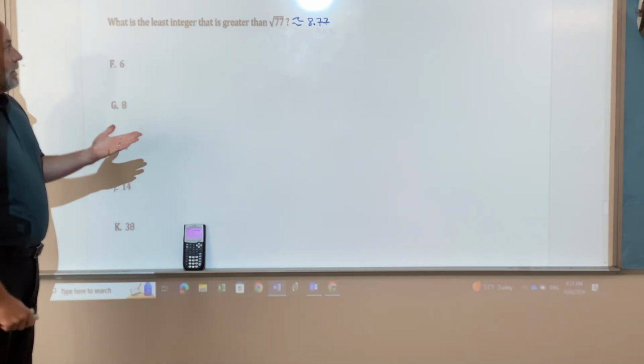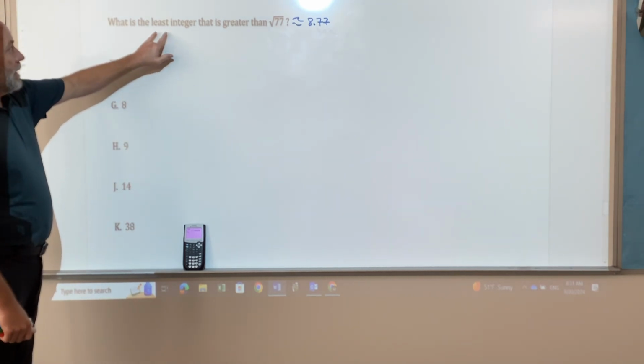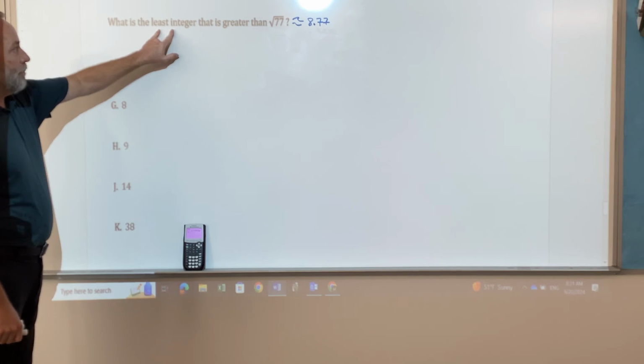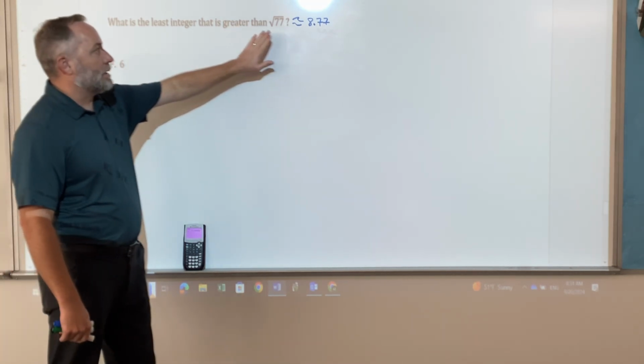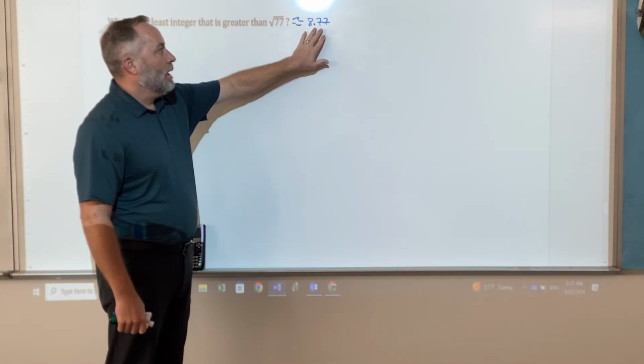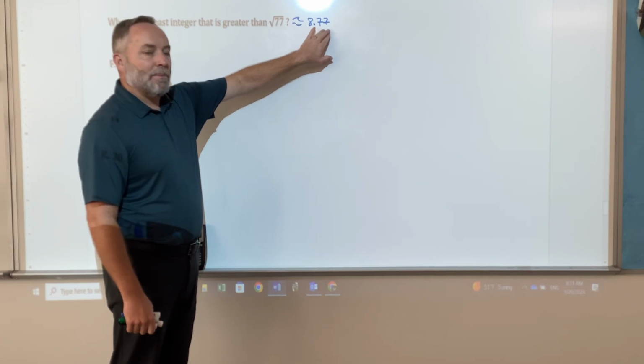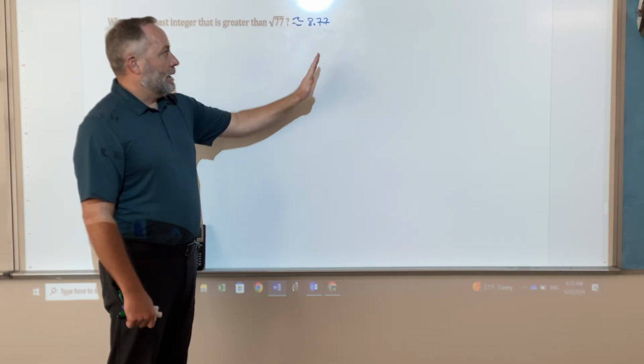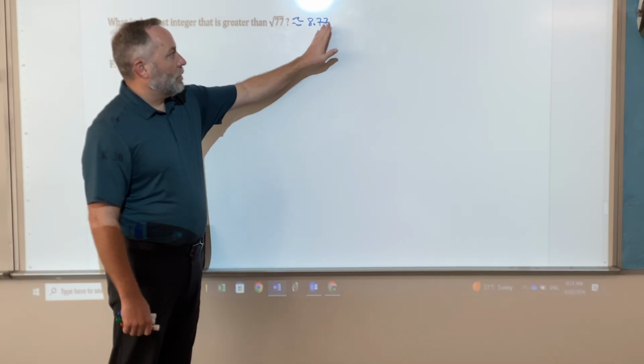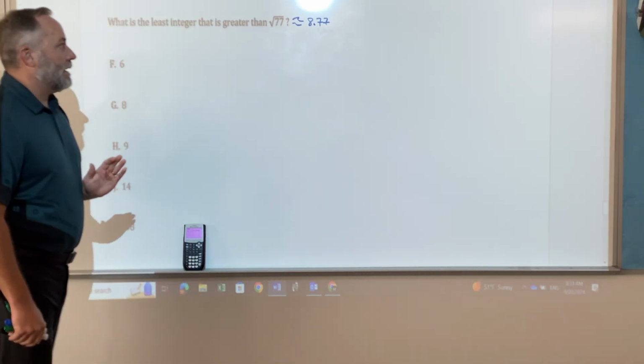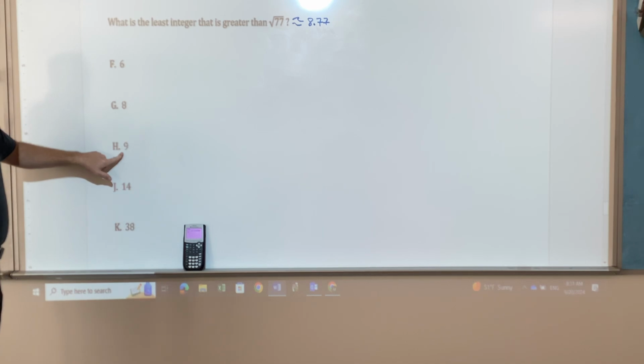So then you could look at that and go back to the terminology, and it has to be the lowest integer, but it has to be greater than this number. So what's the first number that's an integer that is bigger than 8.77? And again, integer has to be a whole number. So the first whole number bigger than 8.77 would be 9. So this is going to be our answer.